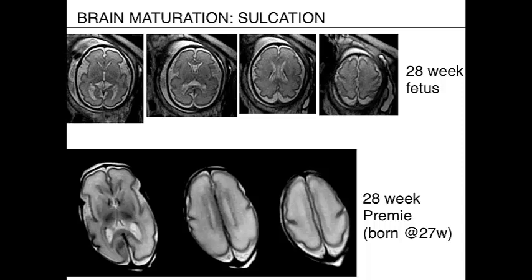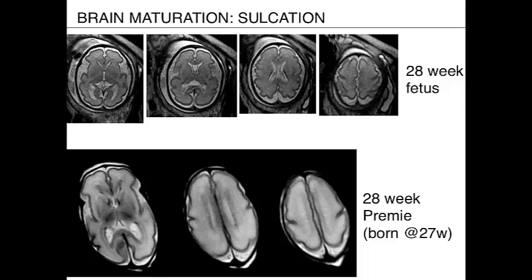Secondary sulcation will then progress as well. And we can see here a 28-week fetus where, compared to the 27-week fetus, there are more sulci. And just to contrast that to a 28-week preterm neonate who was born at 27 weeks, to show you that really sulcation is delayed in preterm neonates. And so when you're assessing a preterm neonate, keep that in mind. You can't compare them exactly to the fetus.